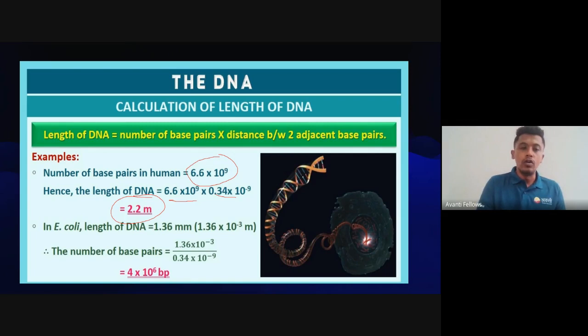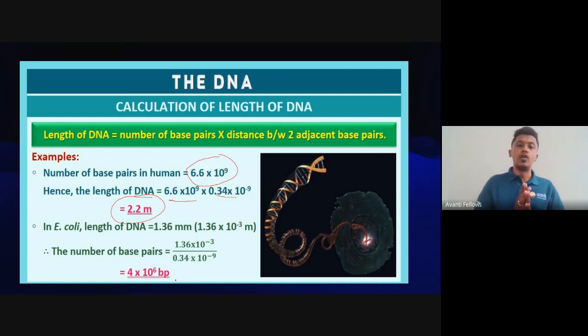Okay, so similarly, you can take the E. coli DNA. The E. coli DNA is what? 1.36 millimeter. And then what do you do? You divide it, and then you get the number of base pairs. What do you get? 4 into 10 power 6 base pairs is the length of the E. coli DNA. That is 4 million base pairs, people.